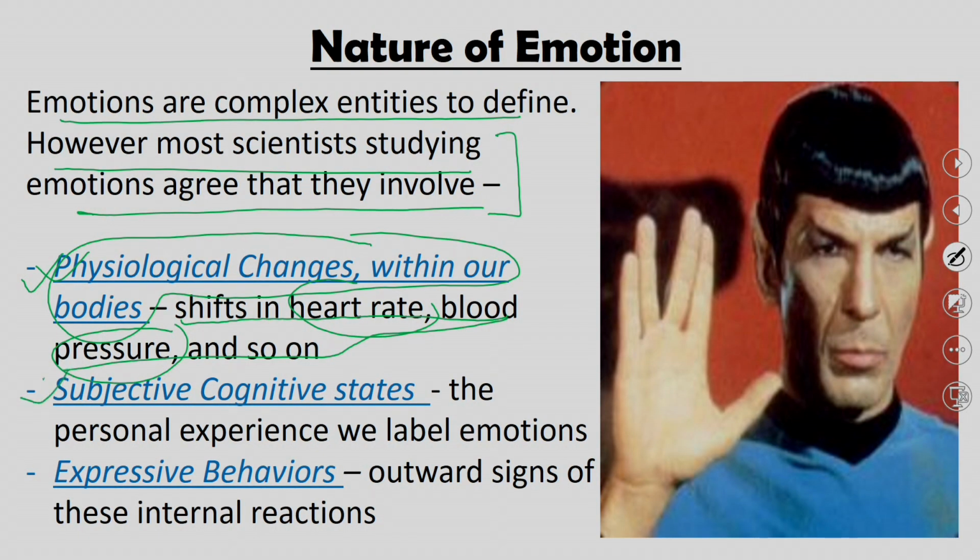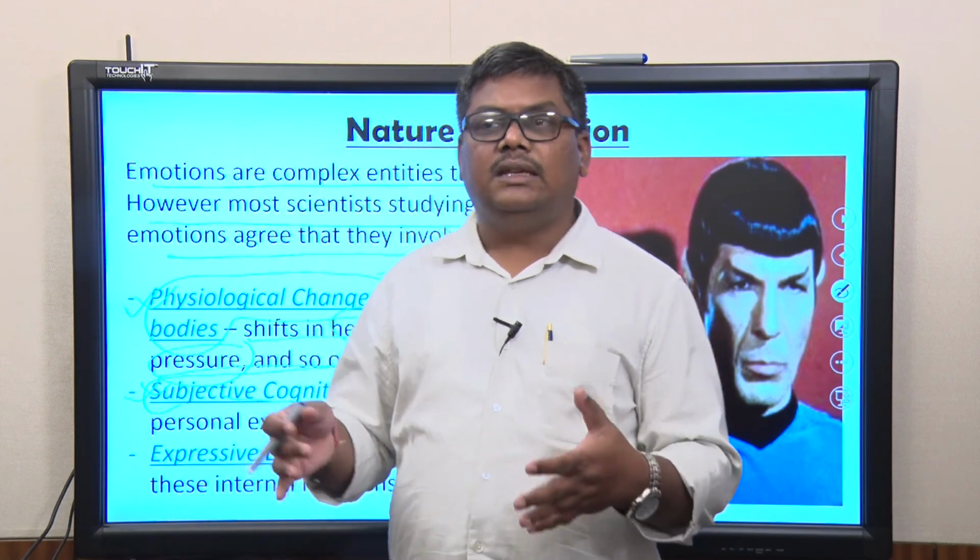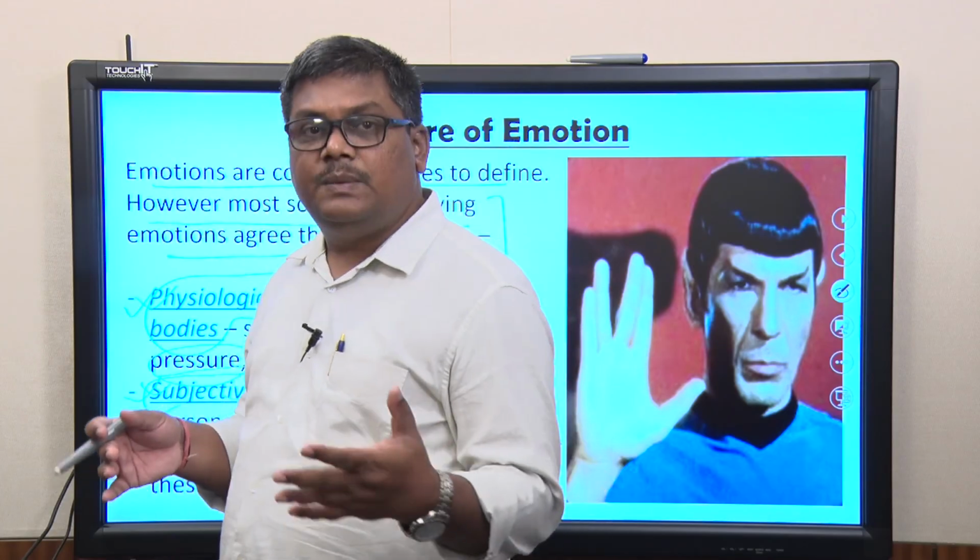The next part of any emotion is the subjective cognitive state. So, emotions not only include the physiological changes, they also include something called subjective cognitive states. And what are subjective cognitive states? It means that your thinking also changes. Subjective cognitive states means that different people start thinking differently about the same situation when you are emotional. And so, that is subjective. The thinking varies from person to person in their experiences and memory.